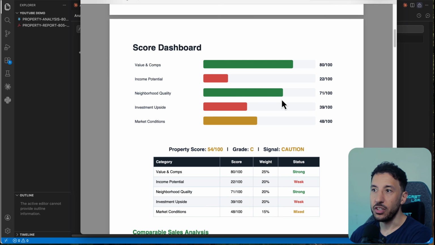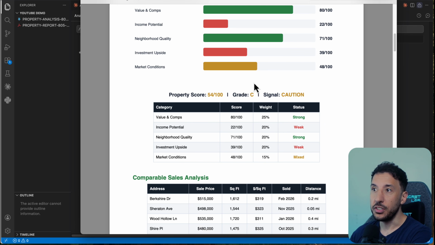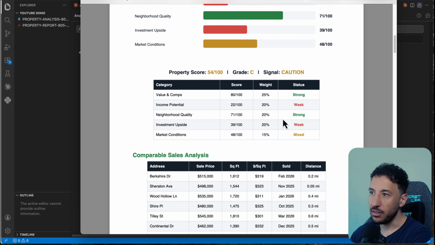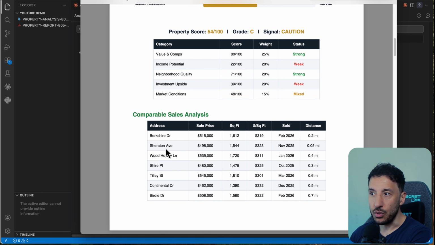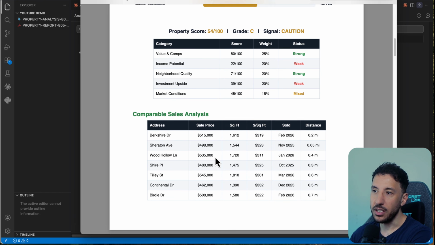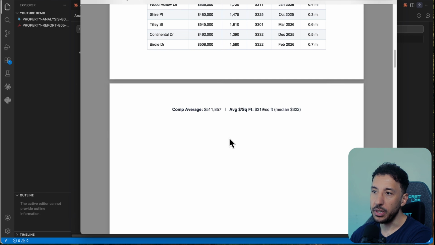Okay, so it gave it a score dashboard. Value and composition is 80 out of 100. Income potential is 22 out of 100. That's really bad. Neighborhood quality is good. Investment upside is not that great, right? So it kind of gives you all of the statuses. Comparable sales analysis. It gives you all of the different properties that are around the neighborhood for the same kind of price, right? As you can see, it lists all these different properties.